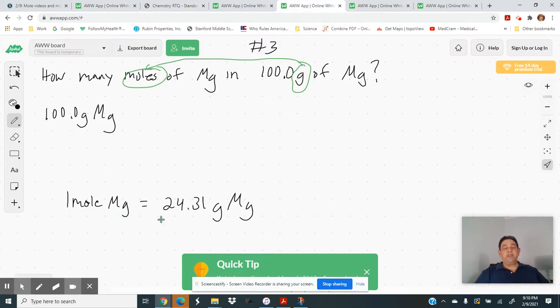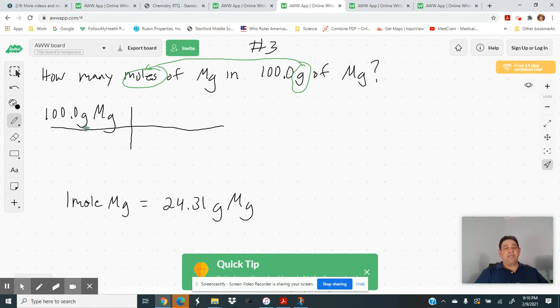All right. So this is going to be our equality that we're using to make the conversion factor. The 100 grams was our given. For the conversion between moles and atoms, the conversion factor is 1 mole equals 6.02 times 10 to the 23rd particles, atoms, all the time. For the conversion between moles and grams, you have to look it up.